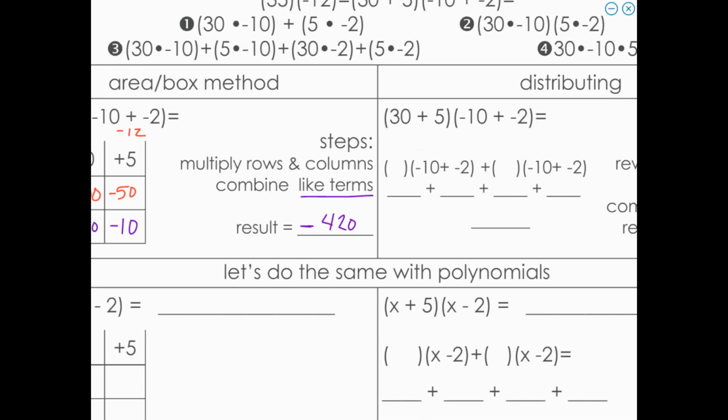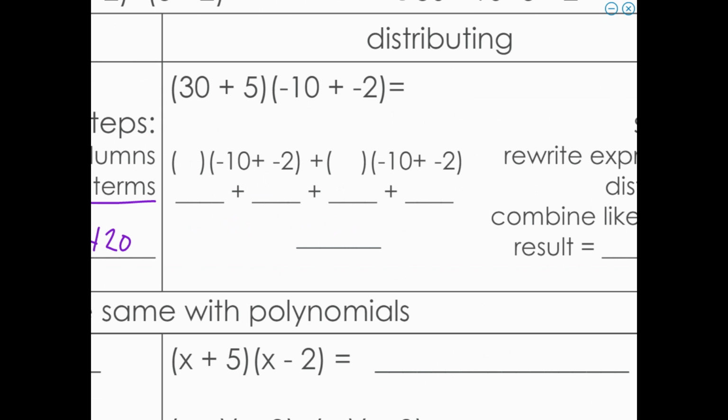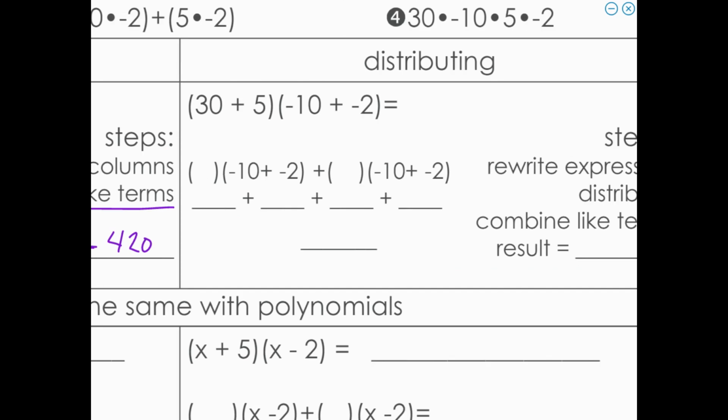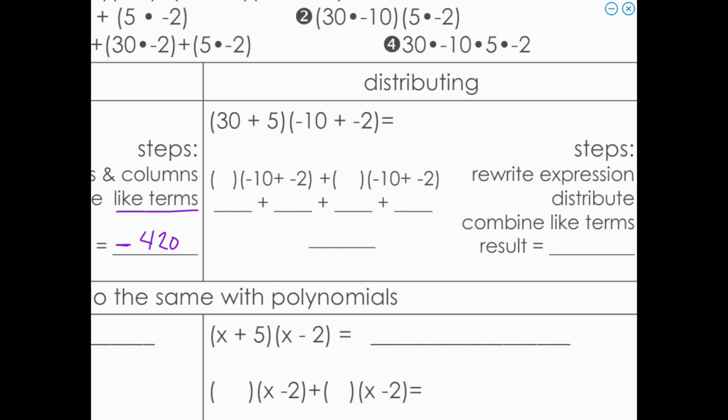Okay. So now, the other method that you could use is distributing. When you are distributing, you take the second set of numbers that are in parentheses and you put it twice. And then you take each part of the first set and multiply it to the second set and distribute it.